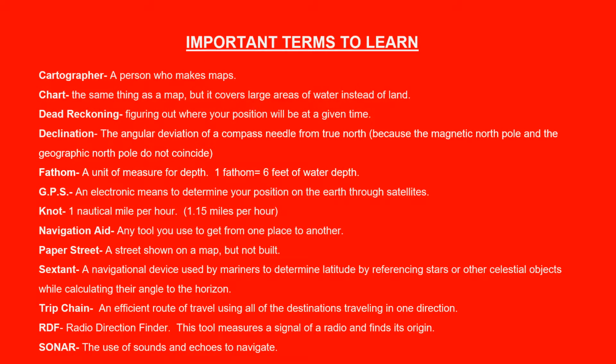Here are some important terms to learn. We're going to take a look at each one of them. We're going to take a look at a cartographer. A cartographer is a person that makes maps. We're going to understand what a chart is. A chart is the same thing as a map, but it covers large areas of water instead of land.